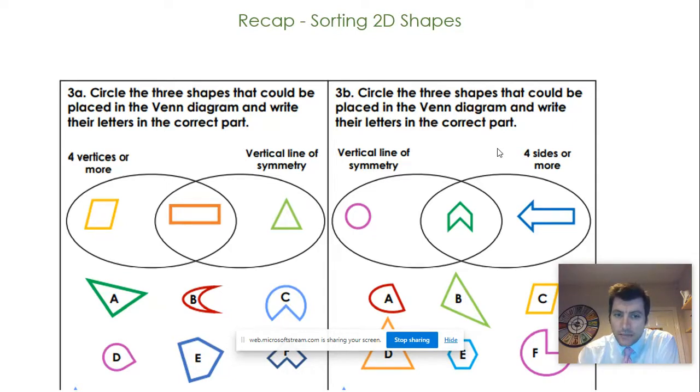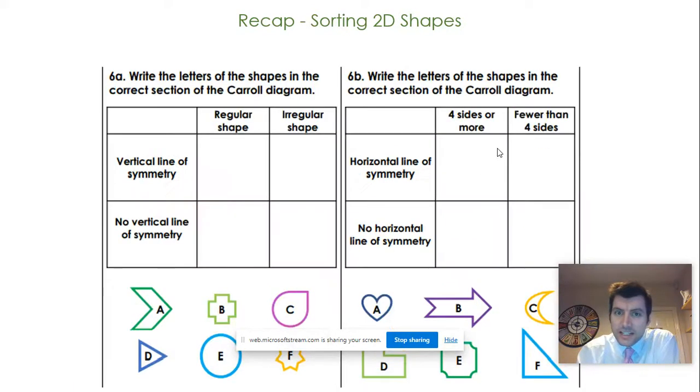Okay, so you could put A, B, C, D, E, F where they could go within that Venn diagram, and the same. If you notice, though, the labels are different on the 2 Venn diagrams, so be careful when reading them. Okay, moving on to the next questions.